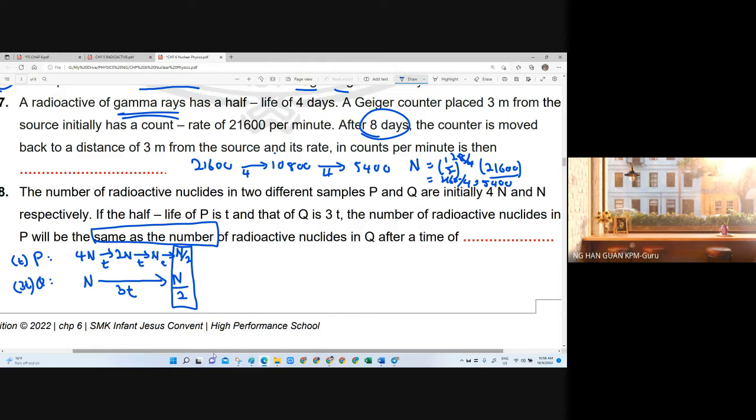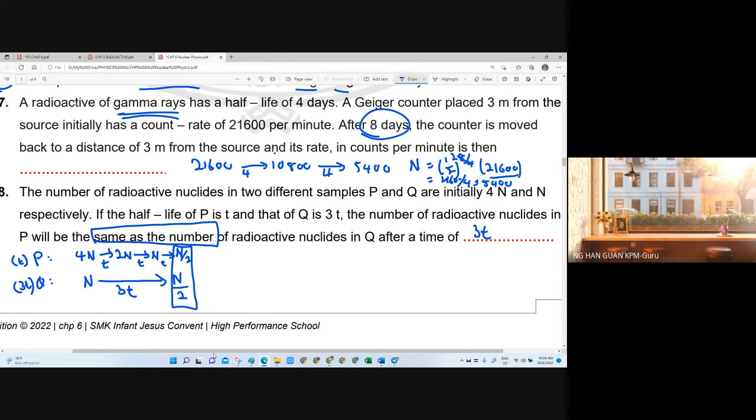Only P goes through 3 half-lives, Q only 1. Because Q at the beginning has less, but with the lower decay rate, even after 3T it only reduces by half, so it becomes N over 2. P at the beginning has more, but P has the higher decay rate, so after 3T it goes through 3 half-lives, from 4N to N over 2. So both have the same number of radioactive nuclei after time 3T.